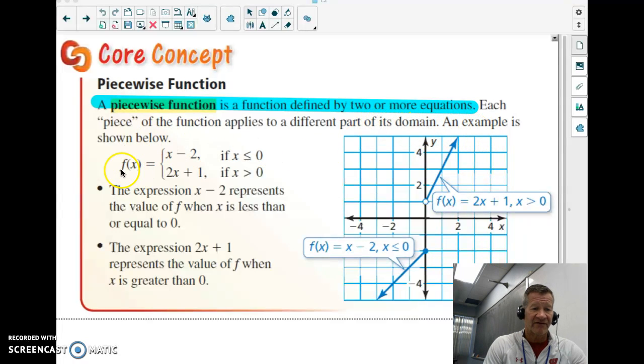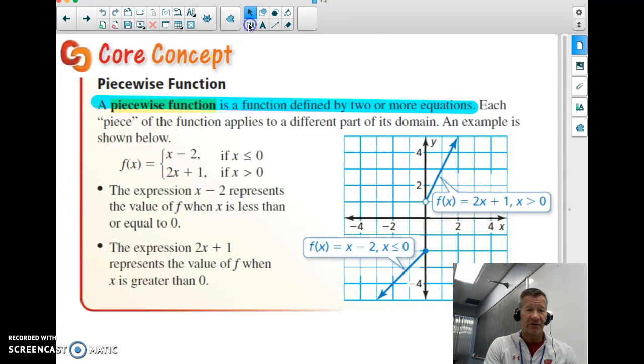So if we have f of x equals x minus 2, but only if the x value is less than or equal to 0. F of x will equal 2x plus 1 in the event that x is a number that's bigger than 0. Later on, we're going to be graphing these. Here's what a graph of this function looks like. You notice these are both linear. They're both first-degree polynomial equations, so their graphs are straight lines.